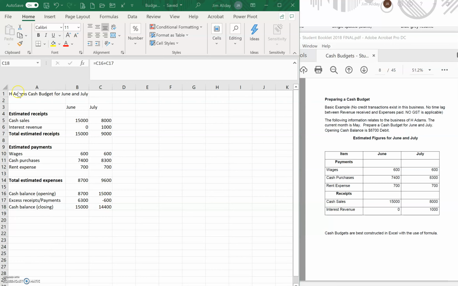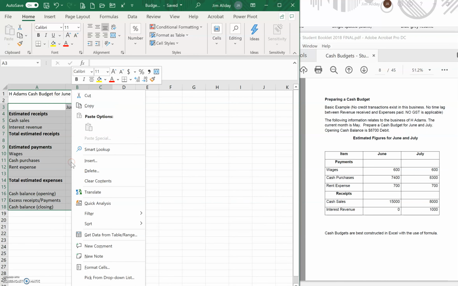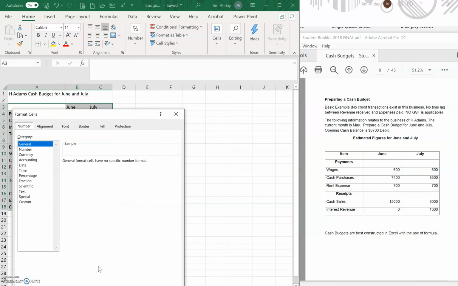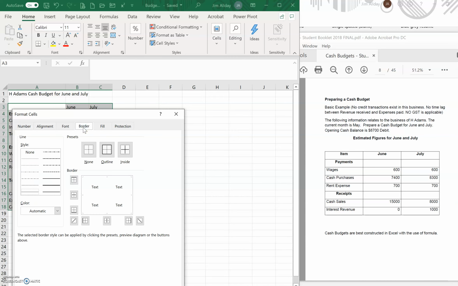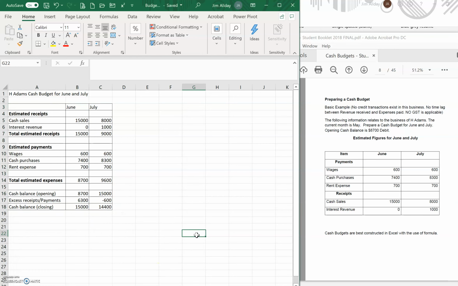Last thing that we need to do, let's just give it a bit of a tidy up. I'm going to merge those cells. And we can put some grid lines in there. Format cells, border, inside, outside. Makes it look a bit neater.